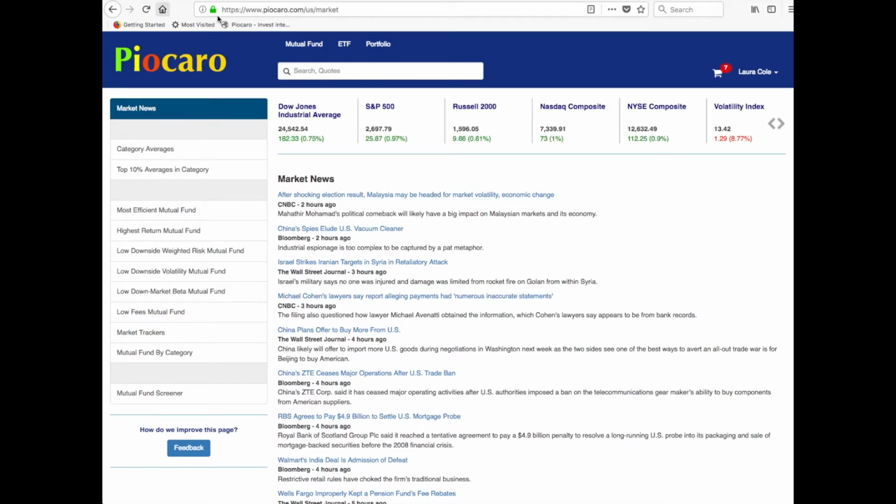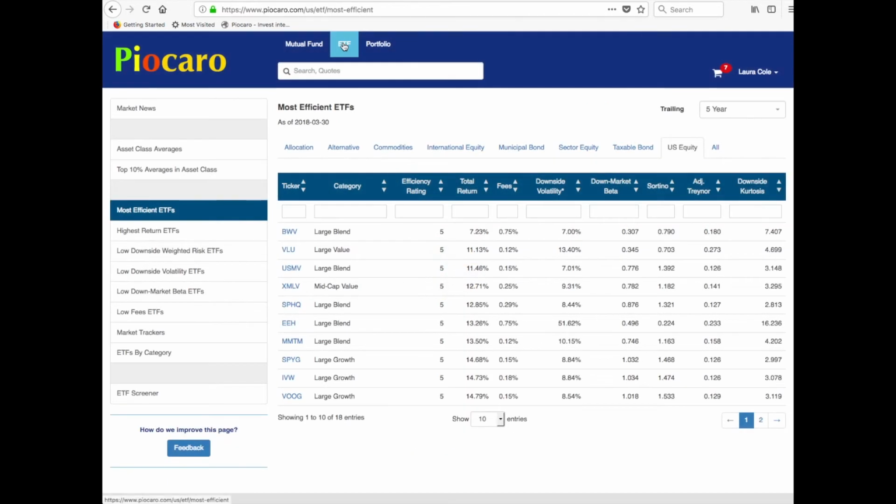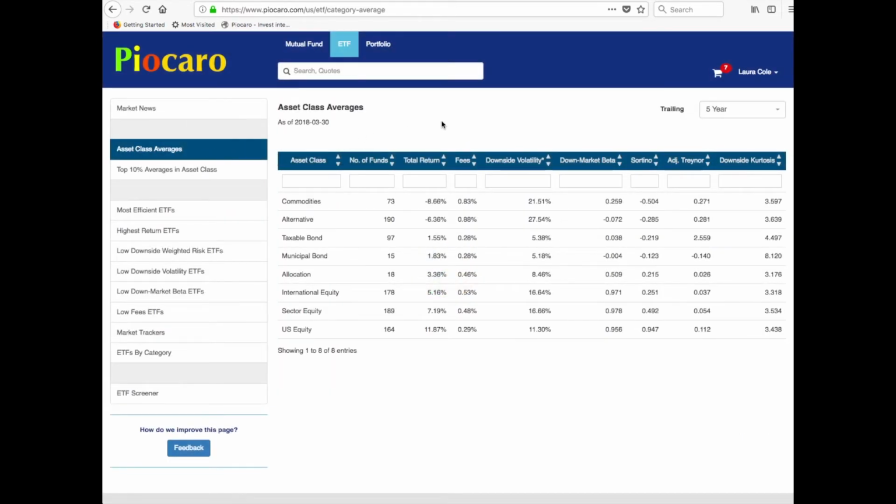For this demo, we'll focus only on US exchange-traded funds. Let's assume you don't know which asset class you want to invest your money in. How can Piocaro help with this? Well, there are a few different starting points you might choose depending on your particular priorities as an investor. The first is asset class averages. This provides a view of how each of the ETF asset classes performed in the past 1, 3, 5, and 10 years. Let's sort this by total return.